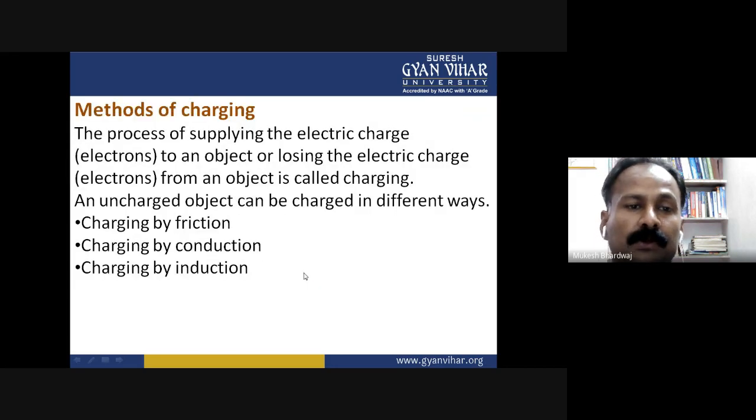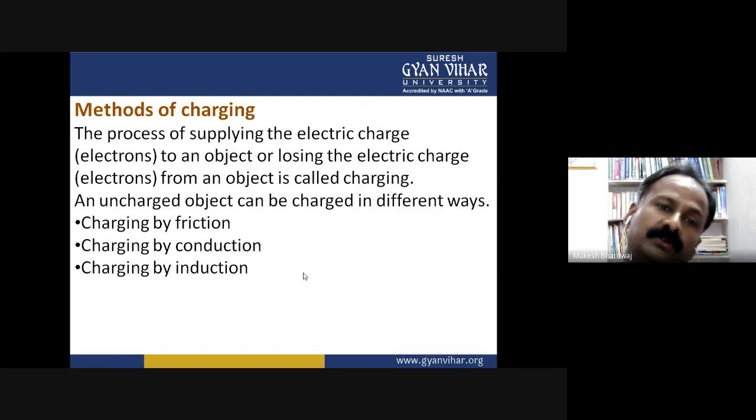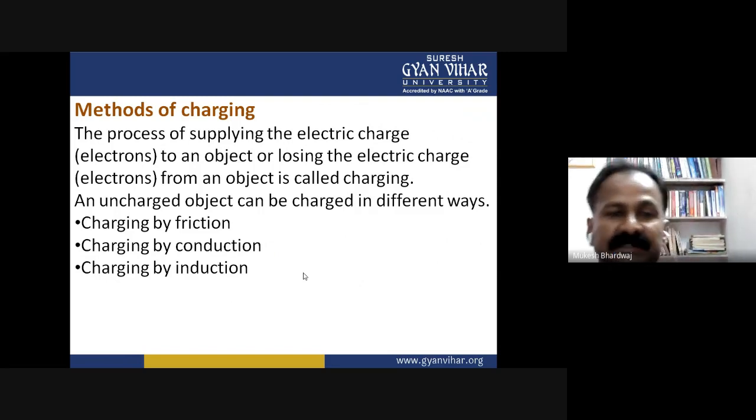Next. Now, these are some methods of charging. The process of supplying electric charge, that is electrons, to an object, or losing electric charge, electrons, from an object, is called charging.